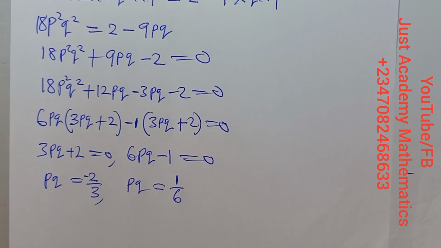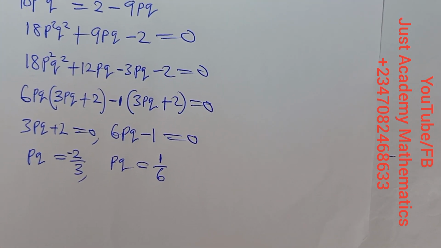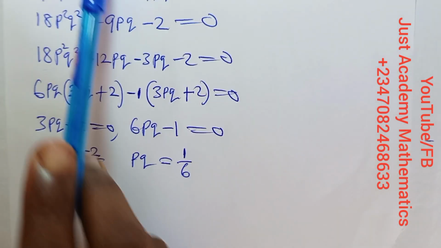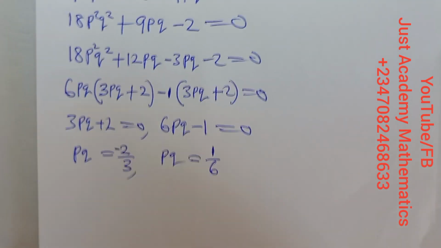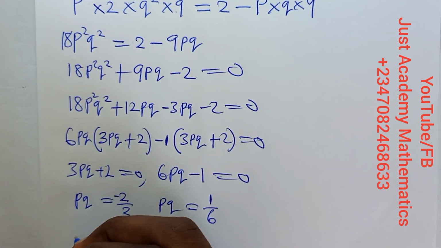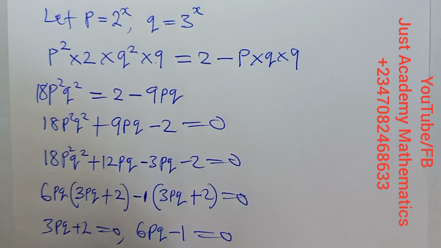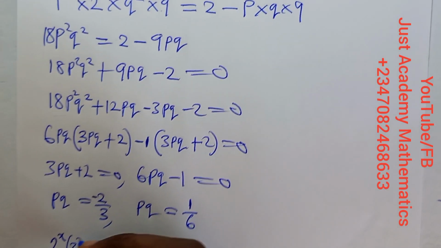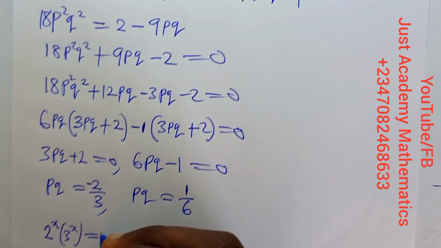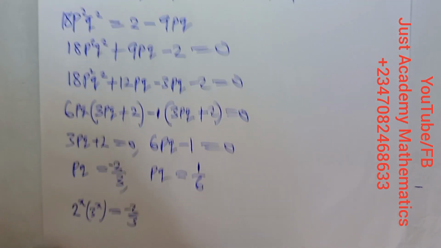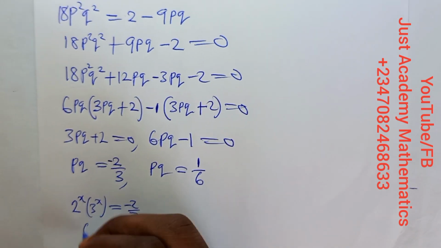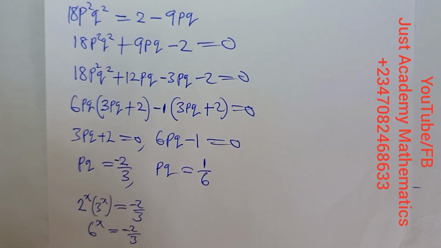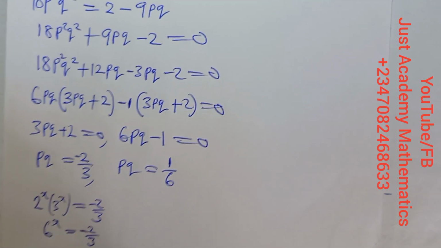And since we are looking for X, for us to get X, recall that P is equals to what? Rather, P here is equals to what? 2 raised to the power of X. And Q is equals to what? 3 raised to the power of X. So PQ is equals to what? Minus 2 over 3. What does that mean? That means 6 raised to the power of X is equals to minus 2 over what? 3.